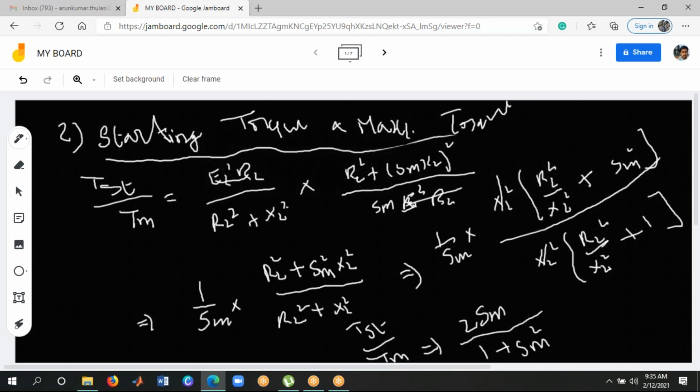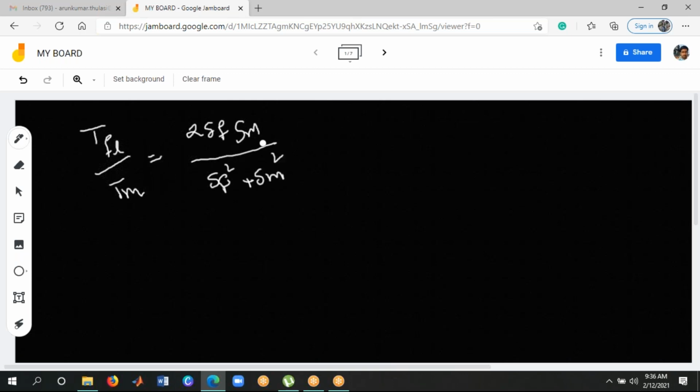See here, slip is not mentioned because in our starting condition, the slip S is 1, right? So we got 2 SM divided by 1 plus SM square. Now we'll see those two relations separately. These are the different torques available in the three-phase induction motor and their relations. Now I am going to write these two relations again. The first relation is the full load torque divided by maximum torque is equal to 2 into SF SM divided by SF square plus SM square.